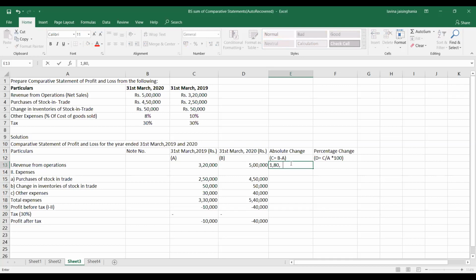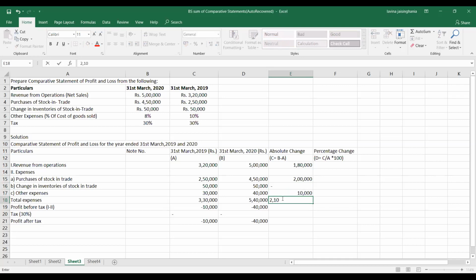Okay, similar for next item, purchases from 2 lakh 50 to 4 lakh 50, so it has increased by 2 lakh, so 2 lakh here. Change in inventories, there is no change, leave it blank. Then other expenses from 30 to 40,000, so there's a change of 10,000. Okay, total expenses from 3 lakh 30 to 5 lakh 40, there's a change of 2 lakh 10,000, so write down 2 lakh 10,000 here.